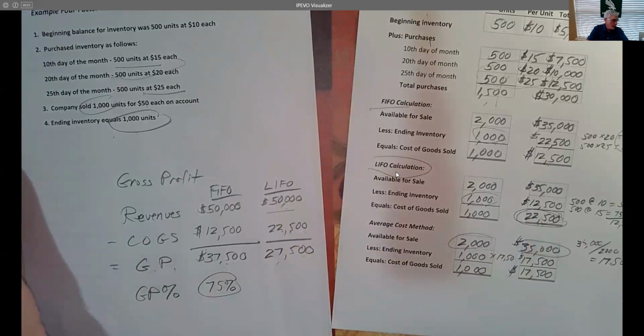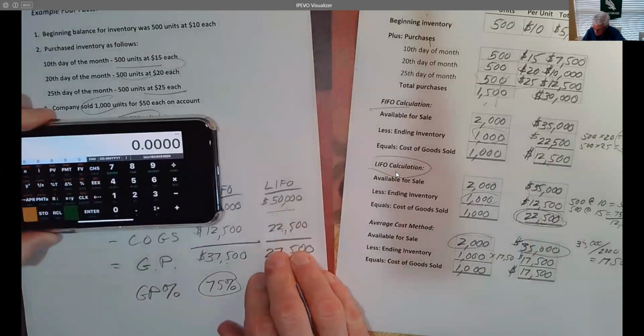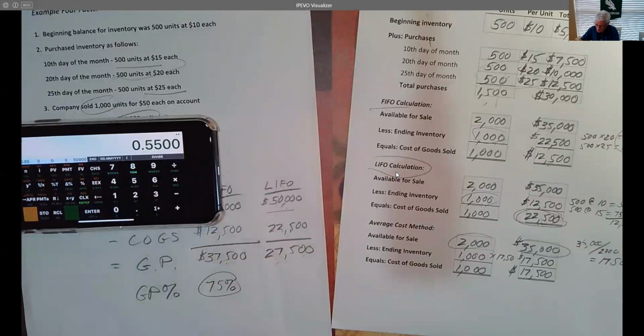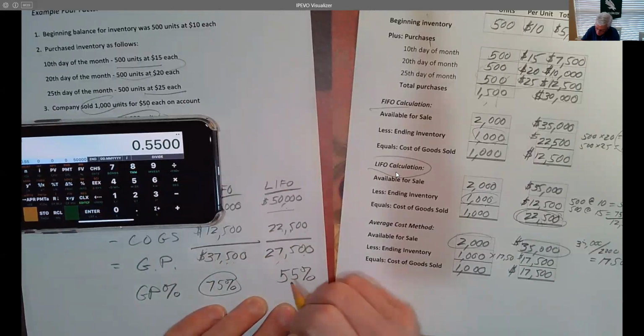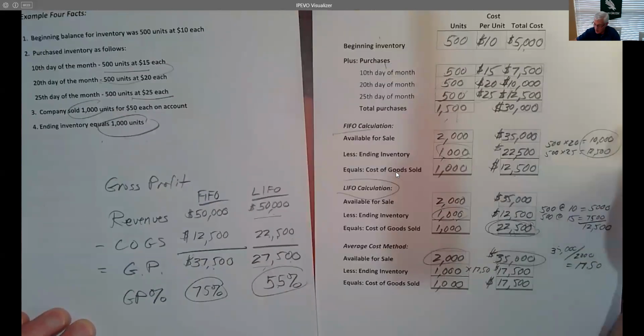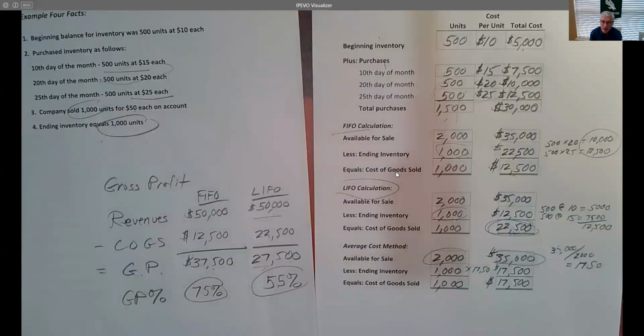And let me just grab my calculator here and make sure I got these all right. If I can find it, I use my phone calculator. Make sure I don't screw this up. All right, here we go. 27,500 divided by 50,000, 55%. So the gross profit under LIFO is lower, 55%. Why? We had increased pricing. We had inflation.